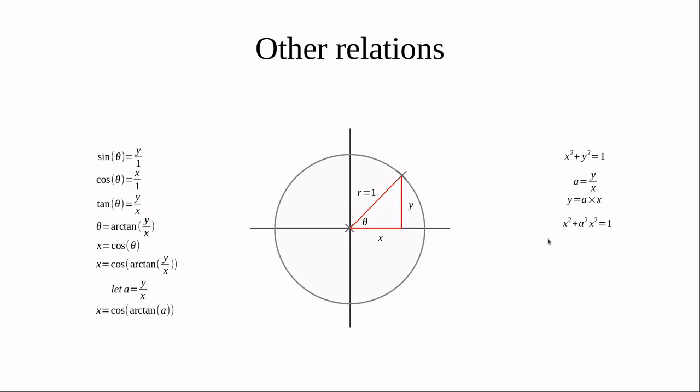And then we can factorise there in terms of x, and then bring that over to the other side, so x squared equals 1 over 1 plus a squared. Square root that, x is 1 over the square root of 1 plus a squared. Now we also know x is cos arctan a, so that means cos of arctan a is equivalent to 1 over the square root of 1 plus a squared.